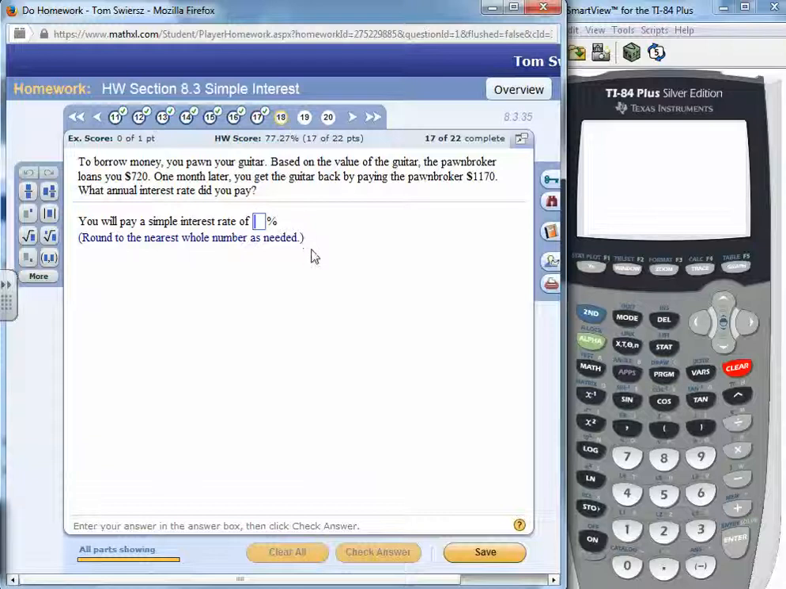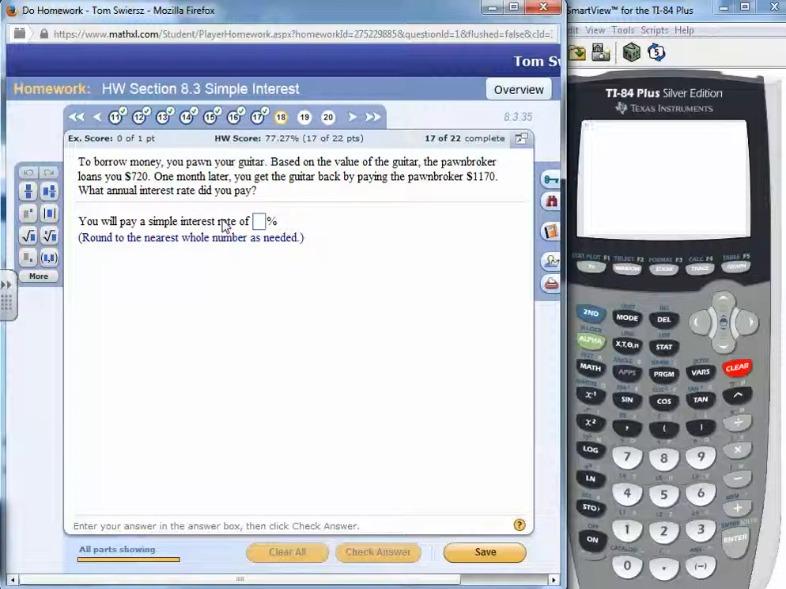All right, let's look at number 18. To borrow money, you pawn your guitar. Based on the value of the guitar, the pawnbroker loans out $720. 1 month later, you get the guitar back by paying the pawnbroker $1,170. Wow, that's a lot of money for 1 month. What is the annual interest rate?